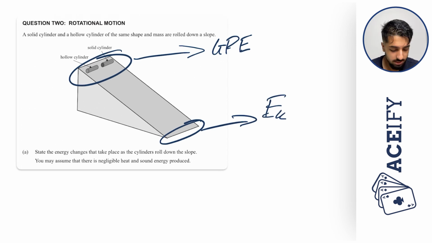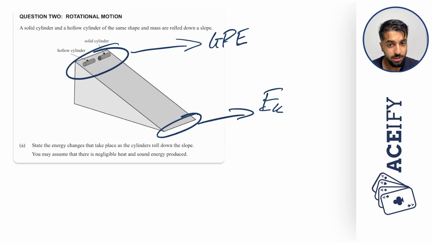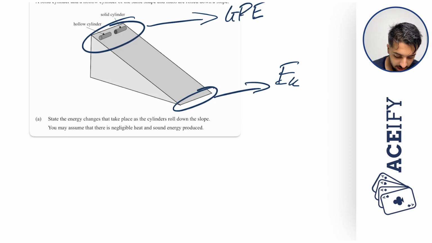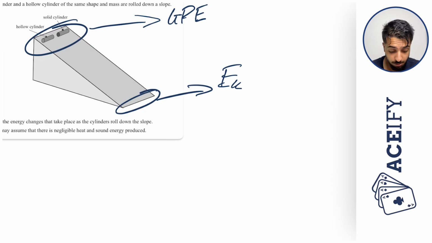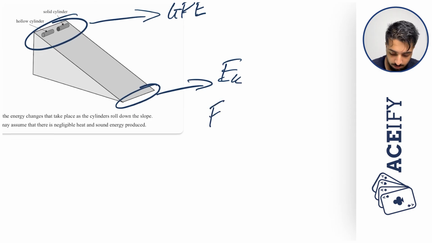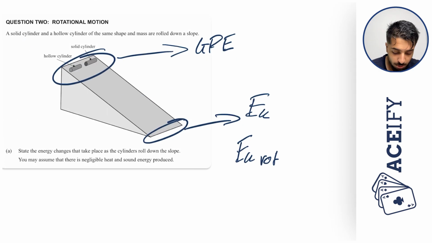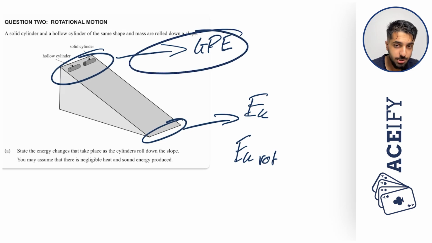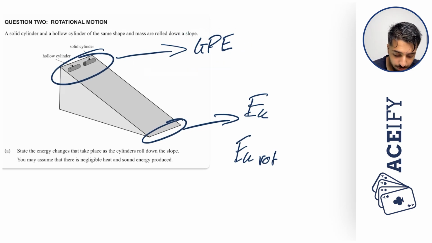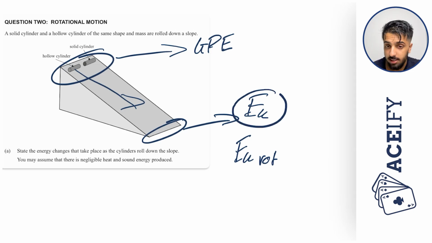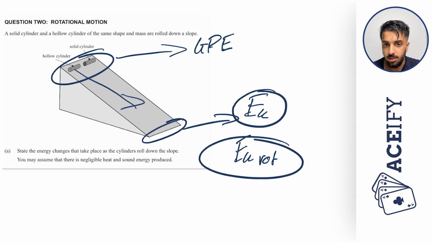One thing that you have to take into consideration is that these are cylinders, and therefore when they go down the slope, they're going to roll. The reason why this cannot be ignored is because in the question, it says we can ignore heat and sound, however, we cannot ignore friction. So friction is what makes things roll, and so therefore there is going to be rotational kinetic energy as well. So both cylinders are going to have gravitational potential energy at the top, and as they go downwards, that gravitational potential energy is going to convert into linear kinetic energy and rotational kinetic energy.